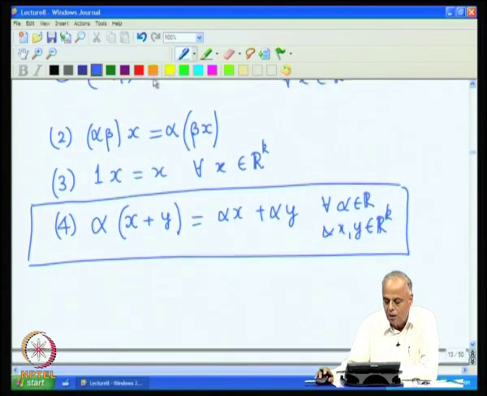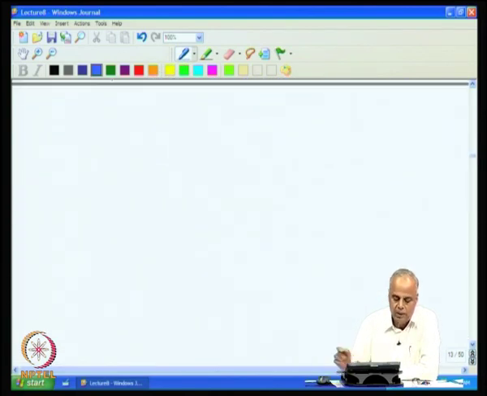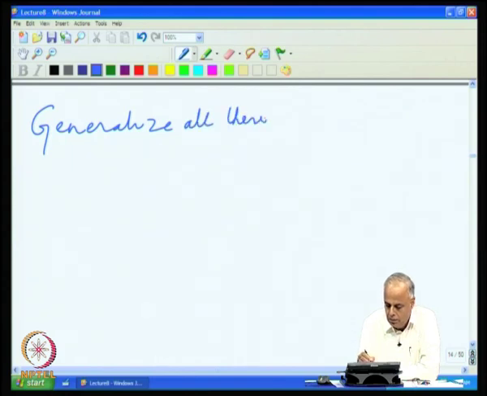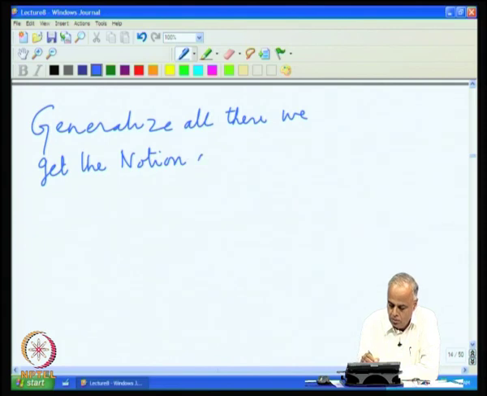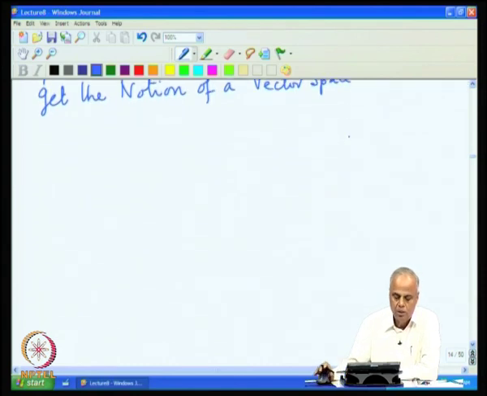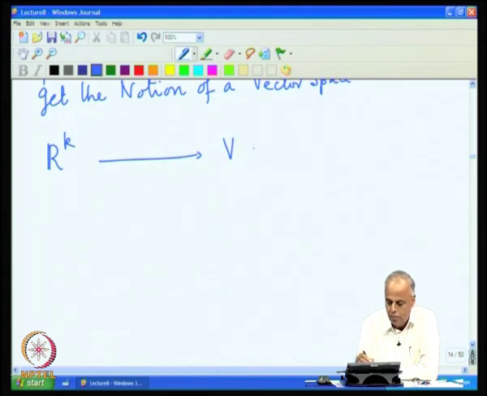When we generalize all this, we get the notion of a vector space. So, what is it? We had Rk, we have to replace this by an arbitrary non-empty set.